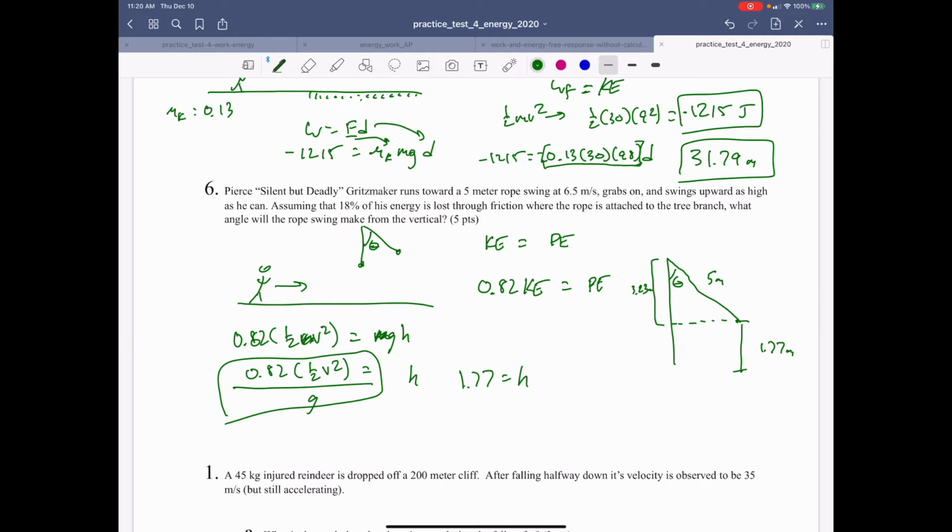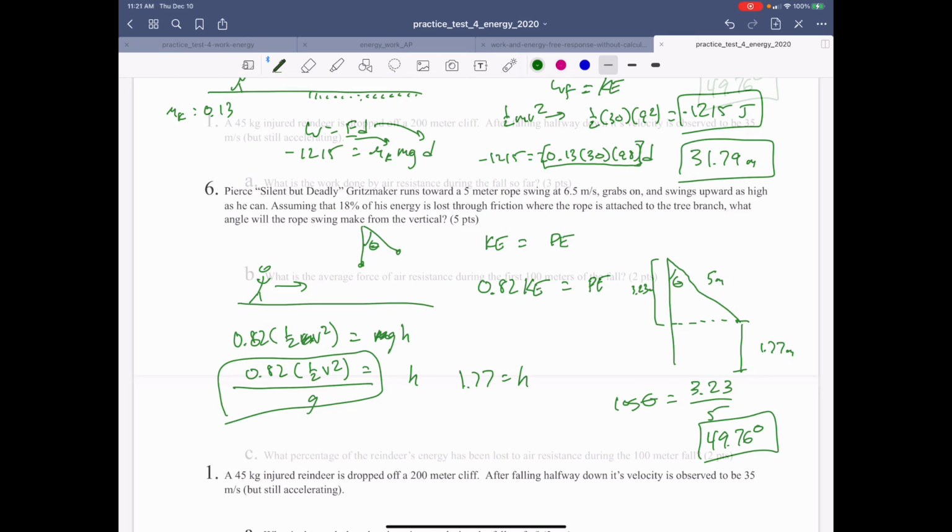So now we're trying to figure out the angle. Well, good news is we have the adjacent side and we have the length. So cos theta is equal to 3.23 over 5. So now we can just do the inverse cosine of 3.23 divided by 5. Inverse cosine of 3.23 divided by 5. 49.76 degrees.